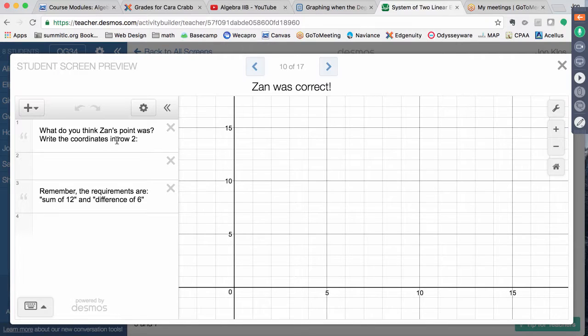Look at all the questions and think through, is this possible? The goal is you're going to find, with two equations, is there a place where they intersect? Is there one point that works for both of them?